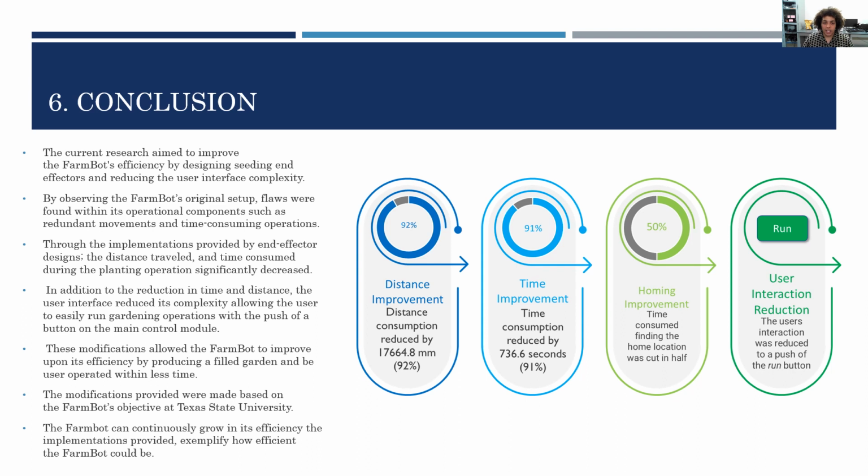In addition to the reduction in time and distance, the user interface reduced its complexity, allowing the user to easily run gardening operations with the push of a button on the main control panel. These modifications allowed the FarmBot to improve appliance efficiency by producing a sample of the field garden and be user operated within less time. The modifications provided were based upon the FarmBot's objective at Texas State University. The FarmBot could continuously grow in its efficiency. The implementations provided exemplify how efficient the FarmBot could be.